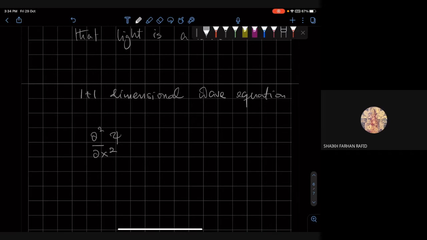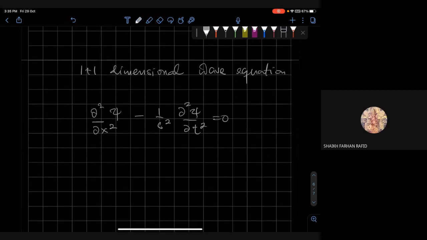What sign do I put here? Plus or minus? Plus, and then 1 by c squared, del squared over del t squared of psi. Wasn't it, I think it's actually minus. Anyway, so this was the wave equation, where c was the speed, or the phase speed.